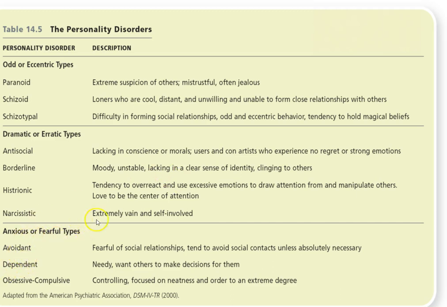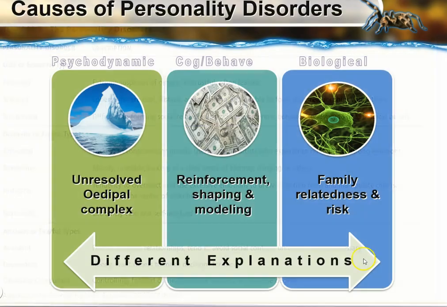Then you have the anxious and fearful types: avoidant, dependent, and obsessive compulsive. And these are sort of controlling, needy, and fearful folks, respectively. There are different ways of understanding these personality types, from family relatedness to reinforcement to unresolved Freudian dilemmas.